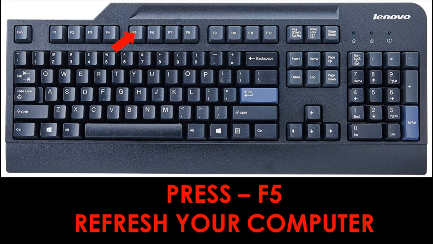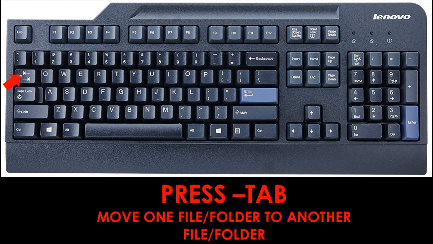Next thing is F5. Suppose you want to refresh your computer, if you just press F5, it's going to refresh automatically. You can do it by mouse, right click and go to refresh. It's more work. Just press F5, it's going to refresh your computer. And the tab key moves from one place to another place, one folder to another folder, one drive to another drive. That's how the tab key works. Also if you press Shift and Tab, it's going to go backward, and if you just hit Tab, it's going to go forward.